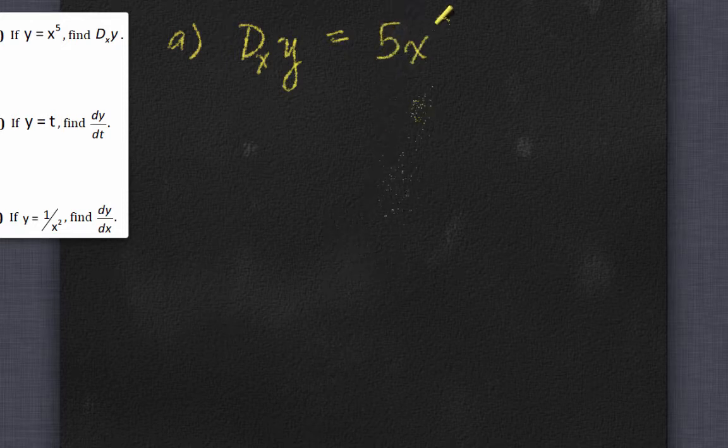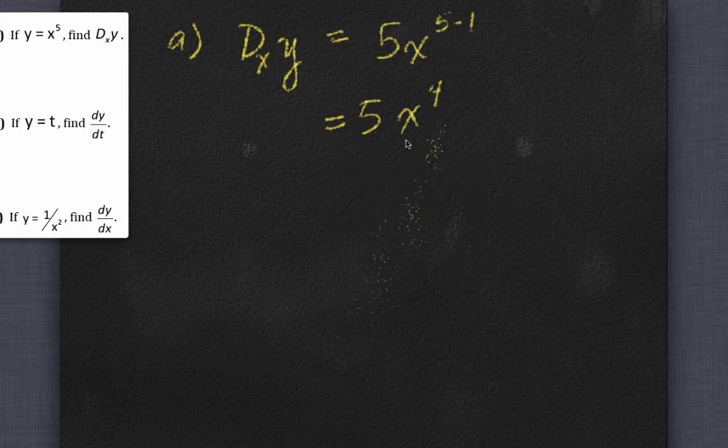Okay, so for that first one, remember that that's just another way of writing derivative of y with respect to x. So I bring down the 5, x to the 5 minus 1, done.